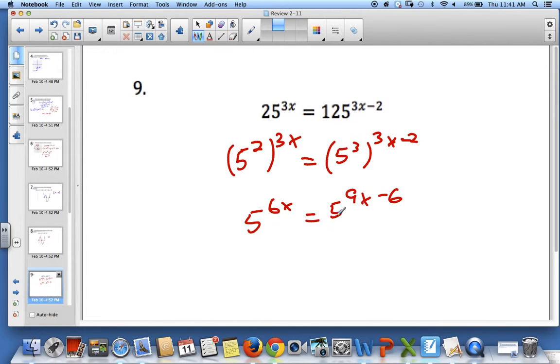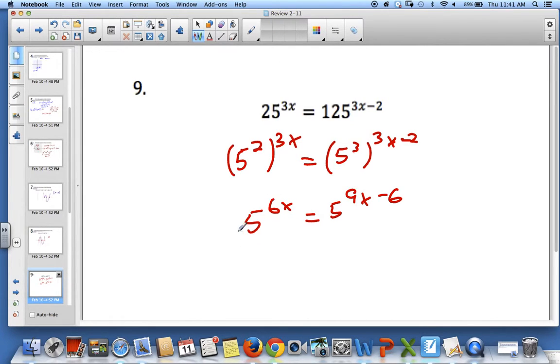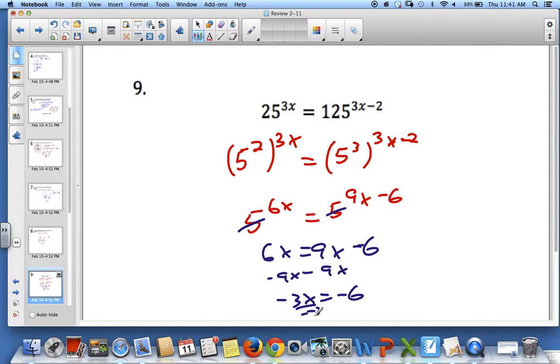Now once the bases are the same, I can go ahead and cross them off and just write the problem 6x equals 9x minus 6. Because if the bases are the same, the exponents must be the same if they're going to be equal. So I'm going to subtract 9x from both sides, and I got negative 3x equals negative 6. Divide by negative 3, and I got x equals 2, and that would be the answer here.